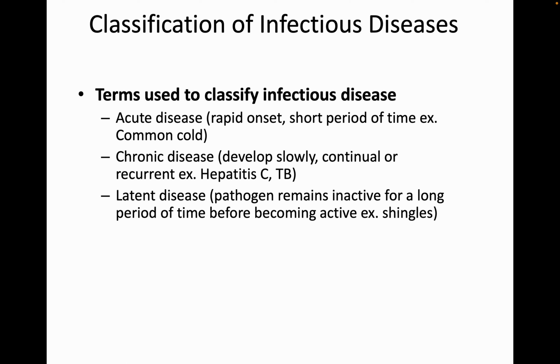And then the last one is latent disease. This is when a pathogen remains inactive for a long period of time before becoming active. For example, shingles. Shingles is a disease we see in older adults, I want to say like age 60 and up, but it's caused by varicella, the very same virus that causes chickenpox. So it would be present in an individual for more than 50 years before actually causing shingles.